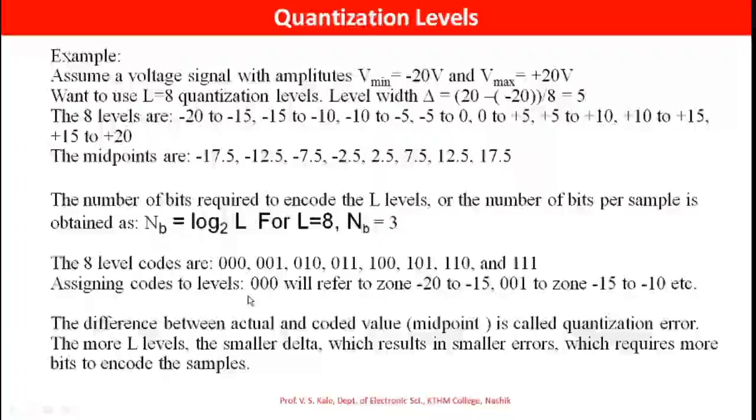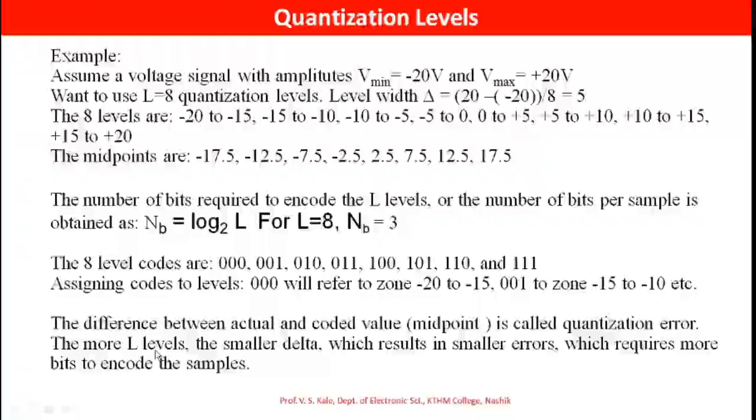Assigning codes to the levels, 000 will refer to the zone minus 20 to minus 15 volt. 001 will represent the zone minus 15 to minus 10, and respectively others. The last one, 111, will represent the zone plus 15 volt to plus 20 volt. The difference between the actual and coded value, that is the midpoint, is called quantization error.